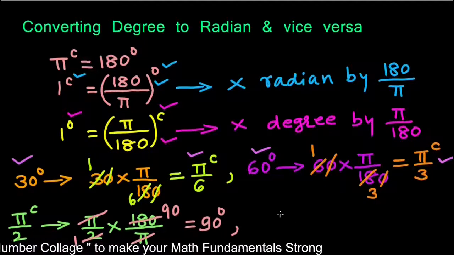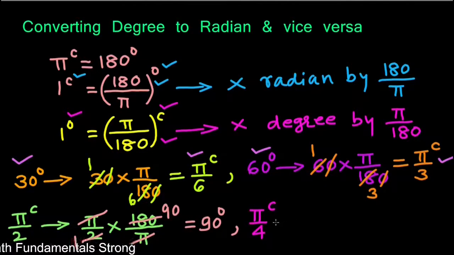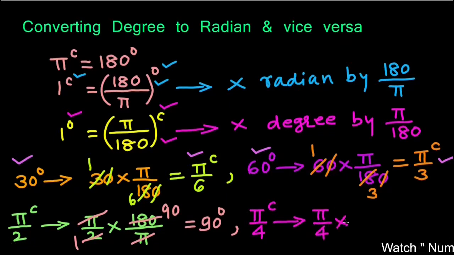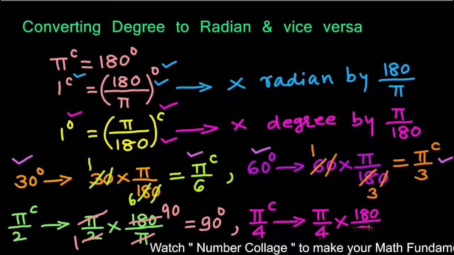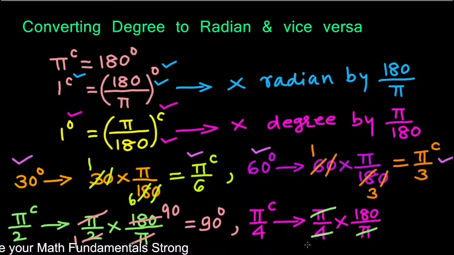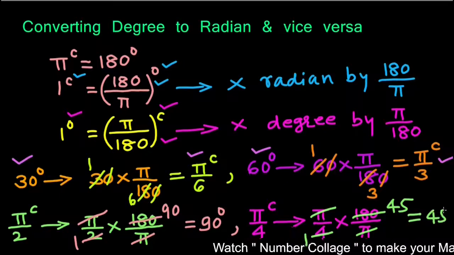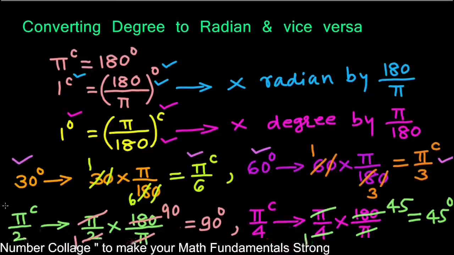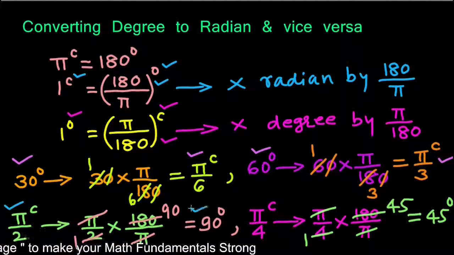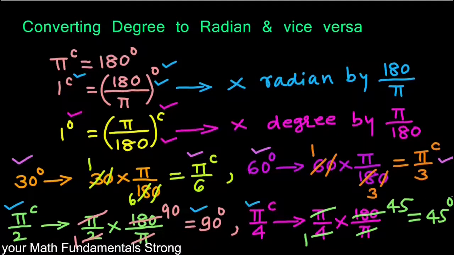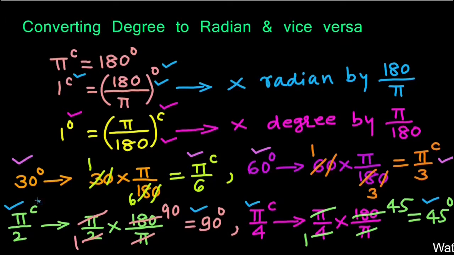Suppose we want to convert pi by 4 radians into degree measure, then we have to multiply pi by 4 by 180 by pi. This pi gets cancelled. 4 ones are 4, 4 fours are 16 and 4 fives are 20. So that gives us 45 degrees. So pi by 2 radians is 90 degrees and pi by 4 radians is 45 degrees. So this is how we can convert a radian measure into degree measure.